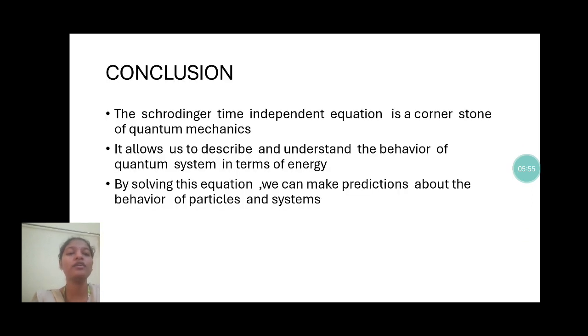We conclude from this that the Schrodinger time-independent equation is a cornerstone of quantum mechanics. It allows us to describe and understand the behavior of quantum mechanical systems in terms of energy. By solving this equation, we can make predictions about the behavior of particles and systems.